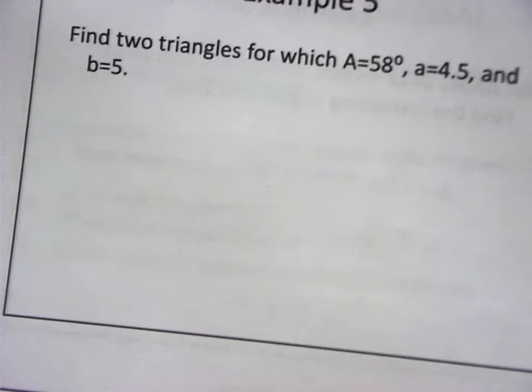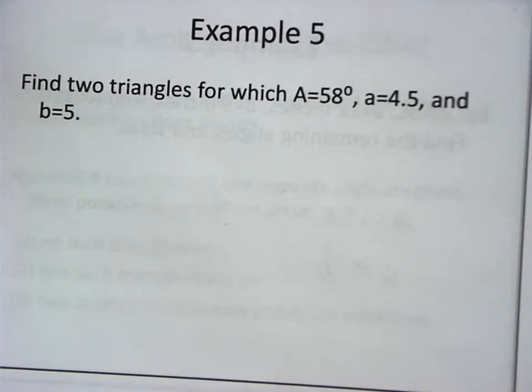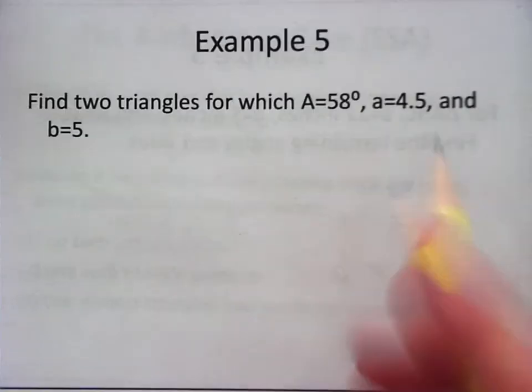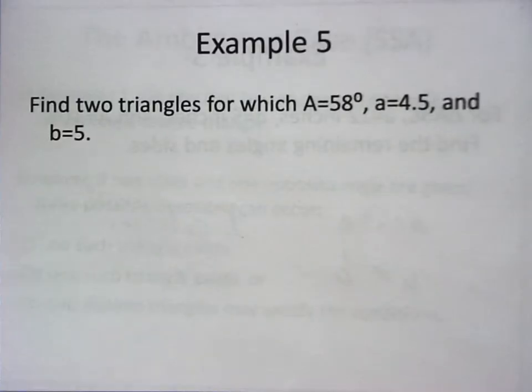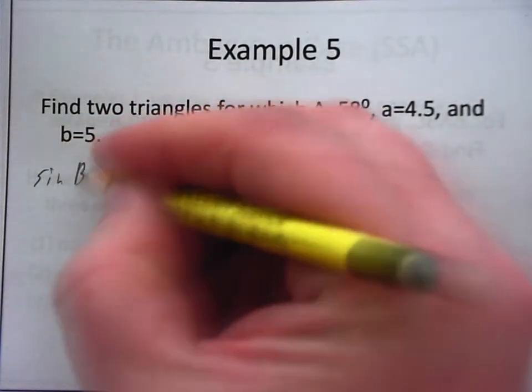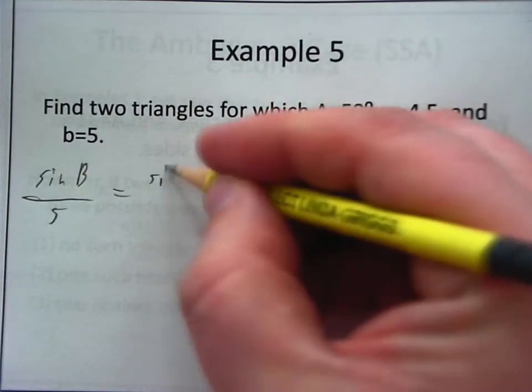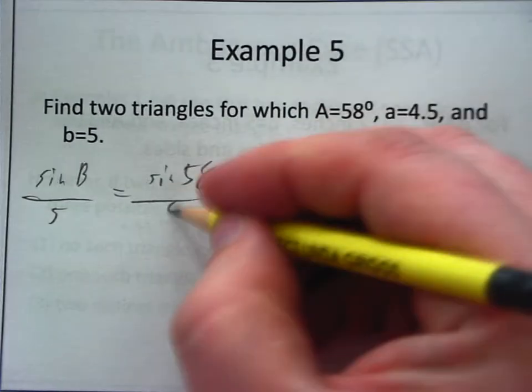This one, though, you still have A less than B, but now it's not so severely less. This is one where you're going to have 2. You still have an acute angle. You have that A is less than B. But when I do this, I'm still going to solve for B first. So I have sine of B over 5 is equal to sine 58 over 4.5.